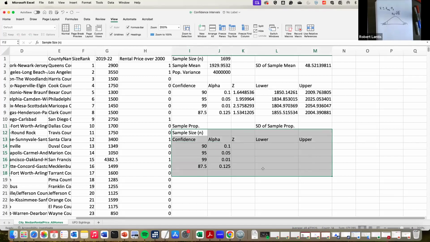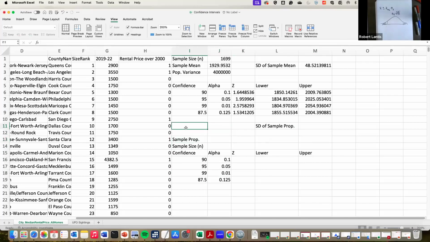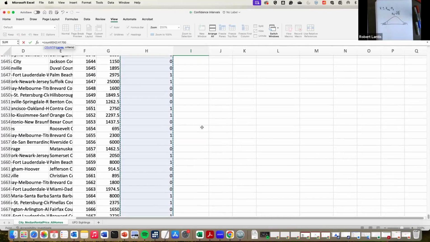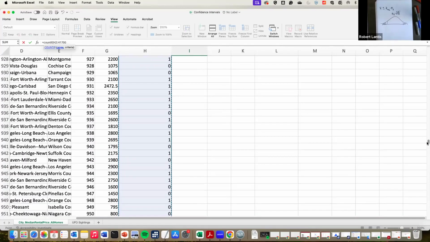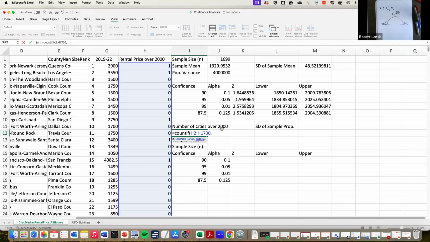Let me give myself a little bit more room here. So I'm going to move this here. So I could have done it this way. Number of cities over 2,000. I could have said, okay, use that COUNTIF function, select the entire variable, and I only want to count it if it is, scroll up so you can see this. There's a lot of data points here. There we go. So comma, only if it is equal to that value of 1.